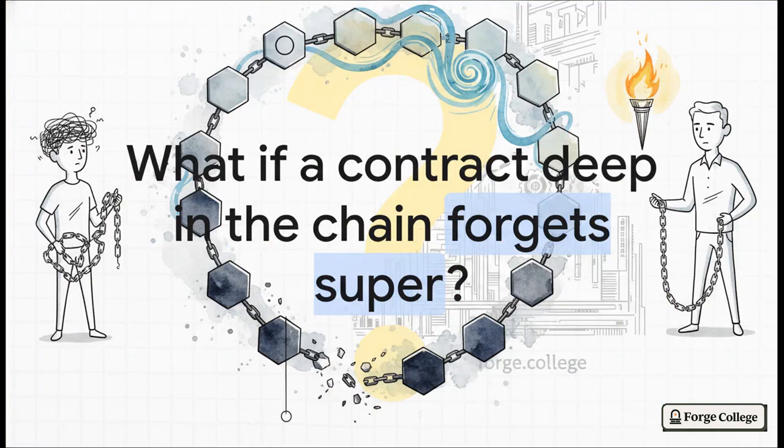Before we wrap up, I'm going to leave you with this provocative thought to ponder. What happens if a contract deep down in the chain, maybe even some third-party library you imported, forgets to call super? Well, if you've been following along today, you already know the answer. The baton drops, the chain breaks, and any contract standing in line behind it will be completely, entirely ignored. It's a pretty terrifying thought, honestly, which is exactly why understanding C3 linearization is what separates a novice from an absolute master.